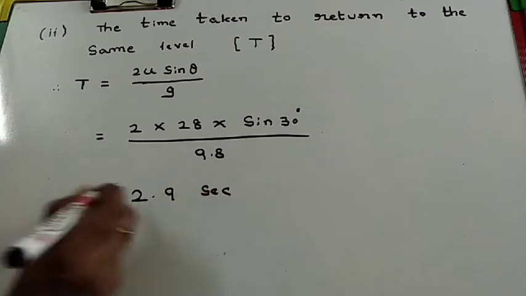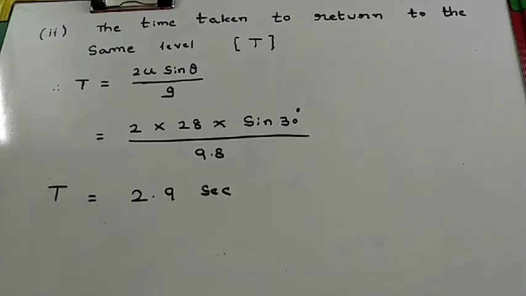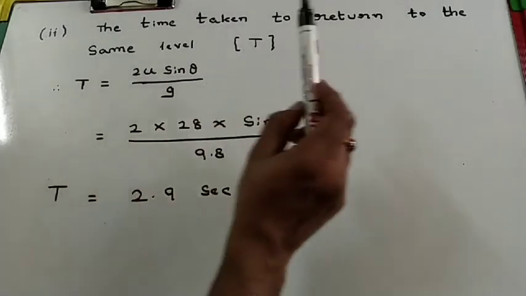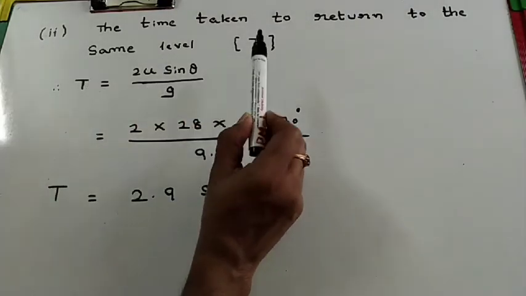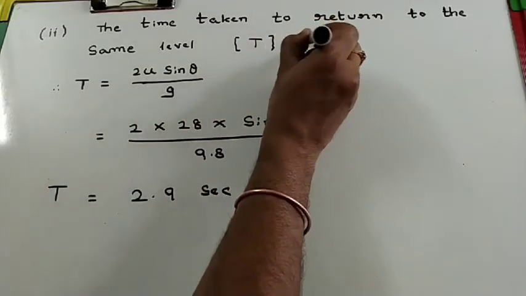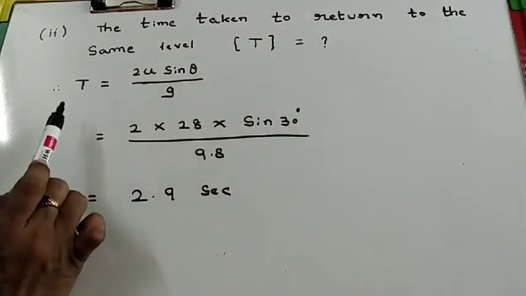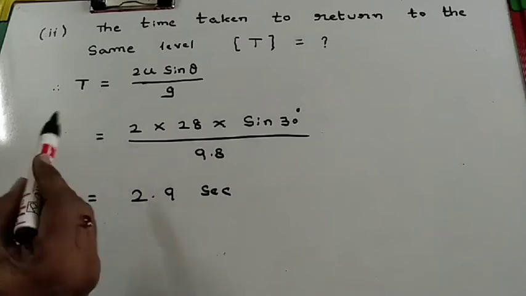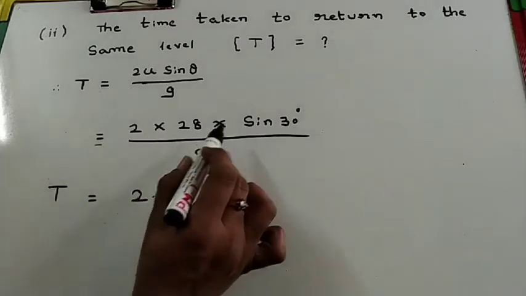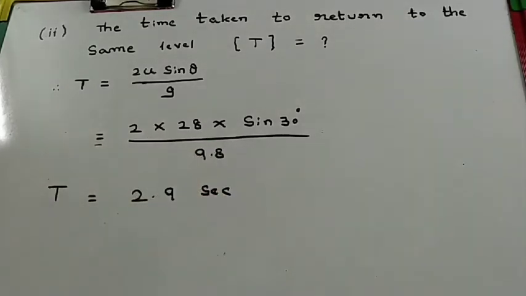Once again I am repeating point number 2, the time taken to return to the same level, that is capital T. Therefore, capital T is equal to 2u sin theta by g, that is equal to 2 into 28 into sin 30 degrees by 9.8. Therefore, T is equal to 2.9 seconds.